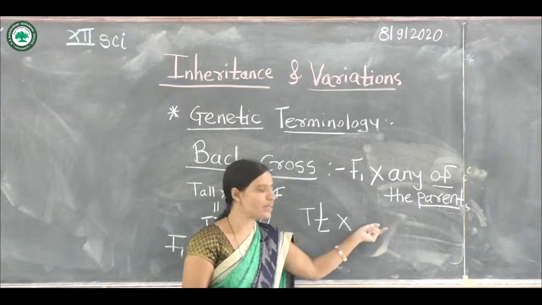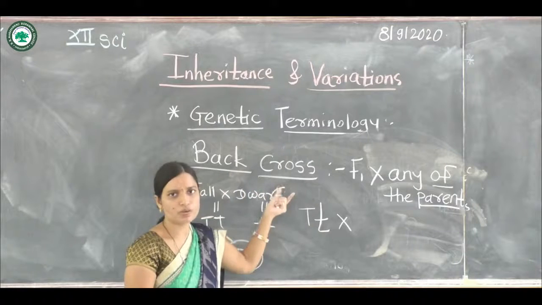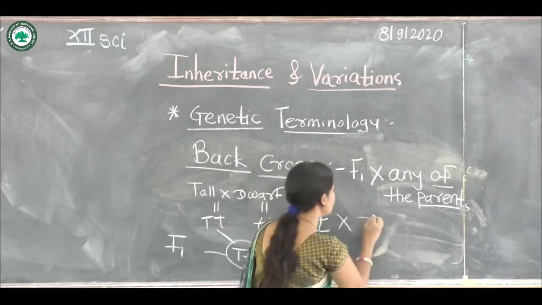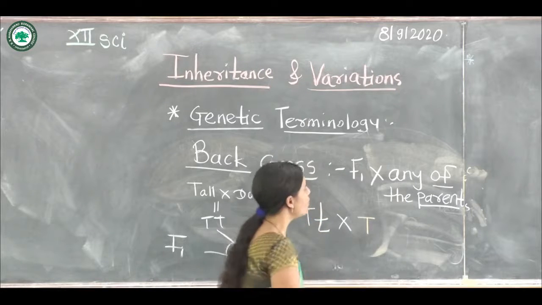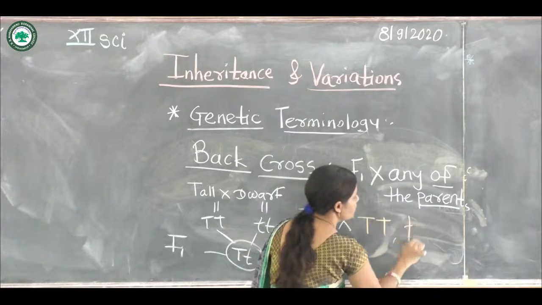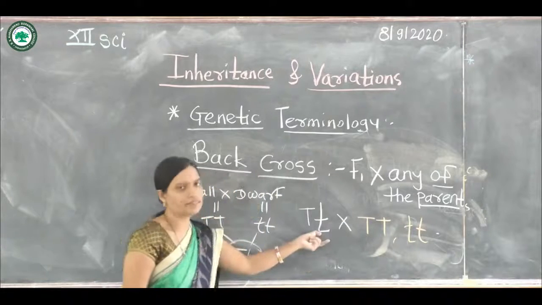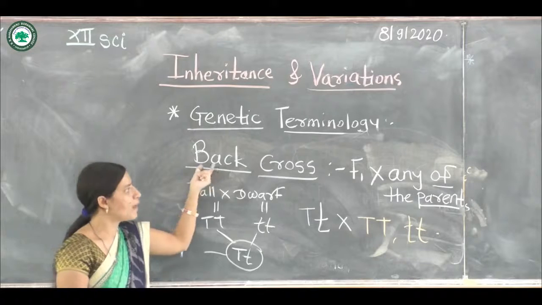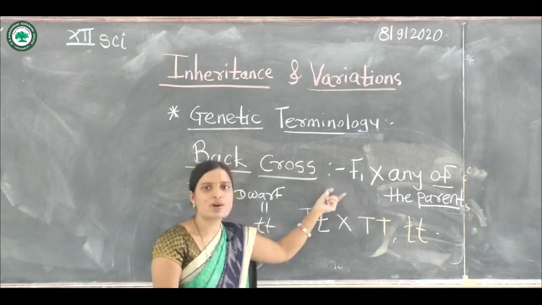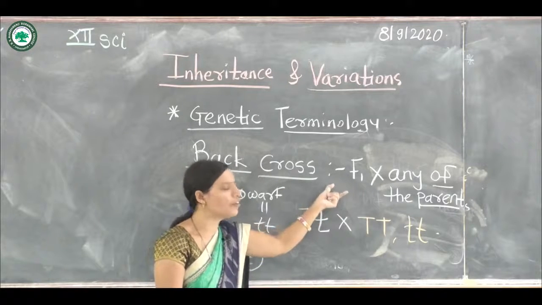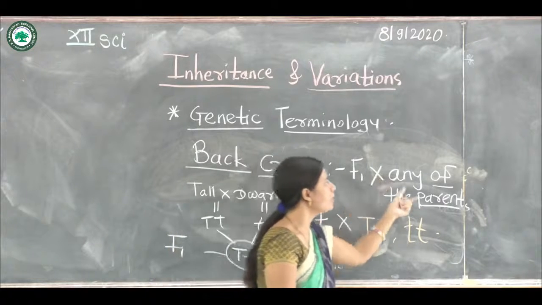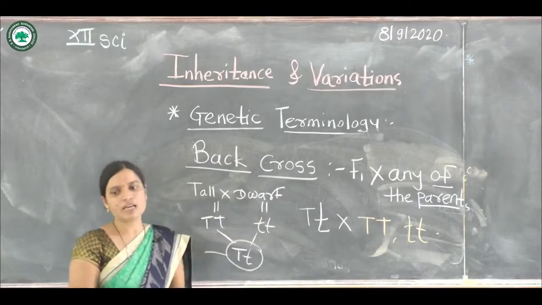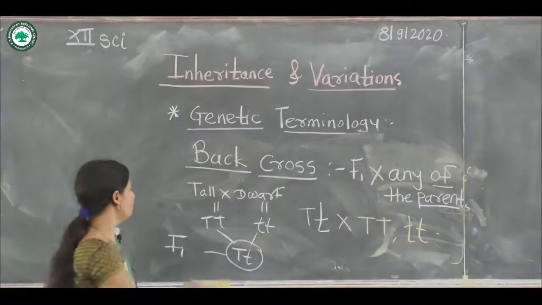So the F1 is crossed with any one of the parents, whether the parent is dominant or recessive, for any trait. The crossing of F1 with any one of the parents is known as a backcross.